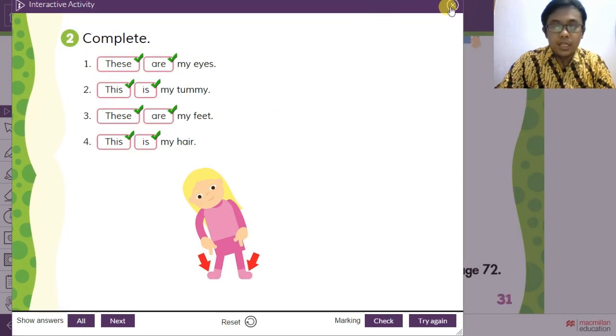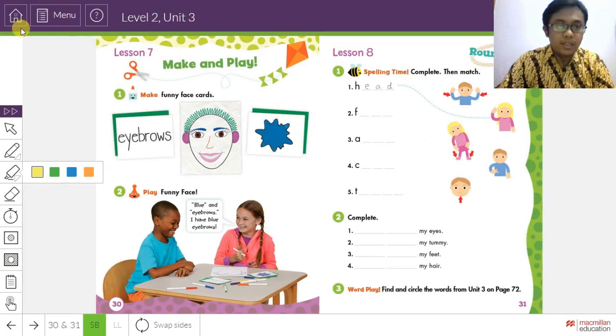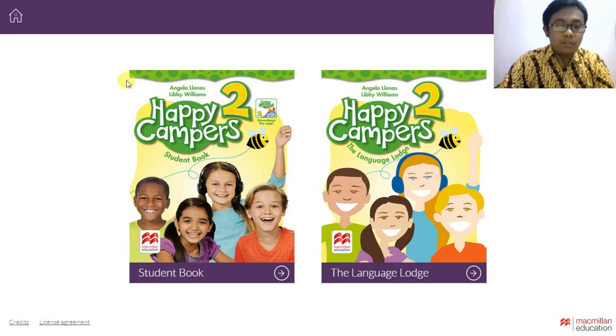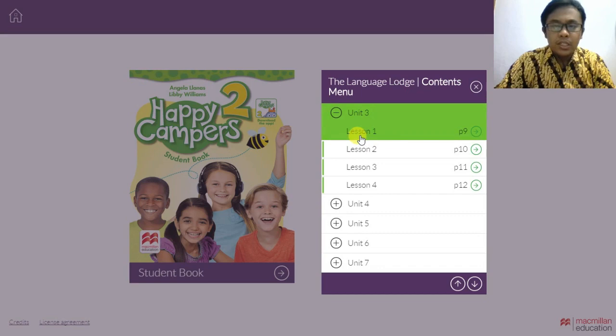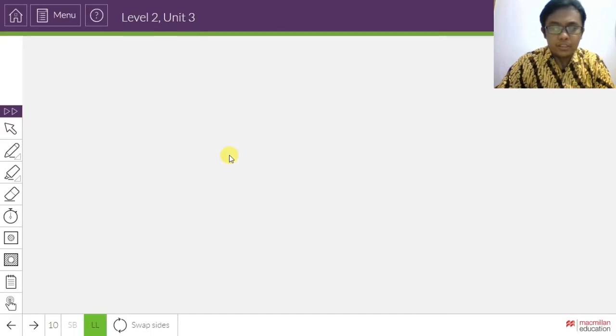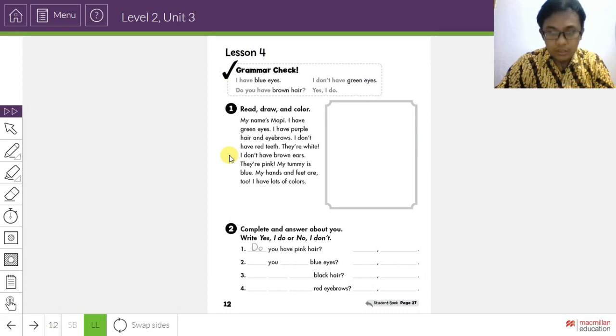Okay, yeah, it's easy ya. Okay, so guys, after that, please do it by yourself. You can do from the language lots, yeah, unit 3. You can do it by yourself, page 9 until page 27. But this one, number 2. This is just to complete the sentence using do or have, and what is the answer, yes or no.